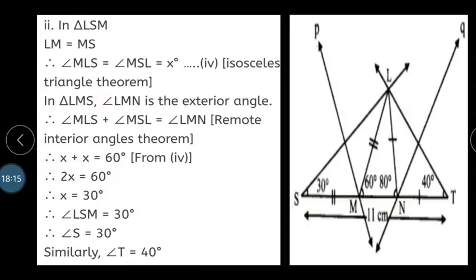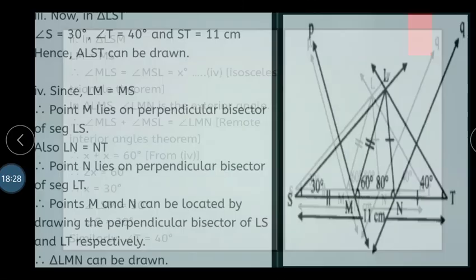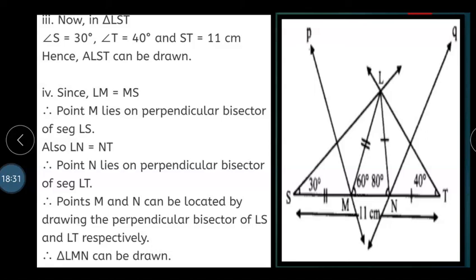Now, similarly, here you can see, children, angle N is 80 degrees. So, its remote interior angles will become 40 degrees. Now, in triangle LST, the whole major triangle, angle S is 30 degrees, angle T is 40 degrees and ST is 11 cm. Hence, this is a triangle, students? Hence, triangle LST can be drawn.